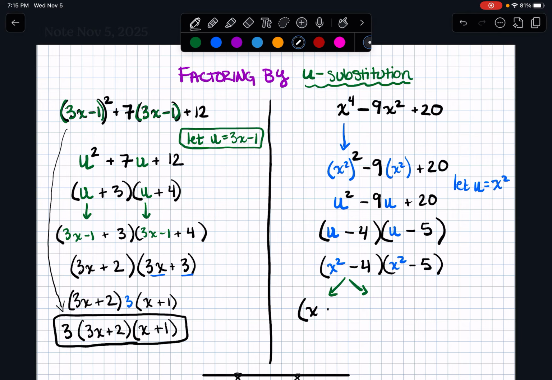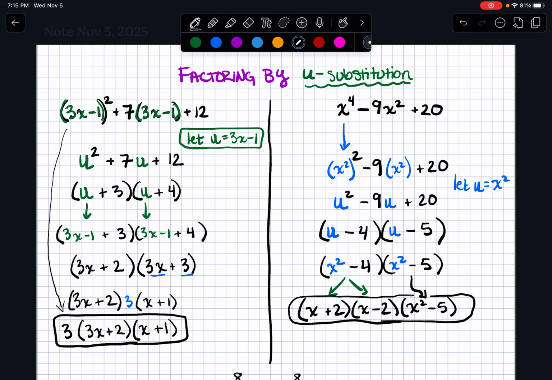x plus 2, x minus 2, my x squared minus 5, since those are not perfect squares, will just stay how it is. So if I'm factoring over the integers, then this would be my completely factored form.